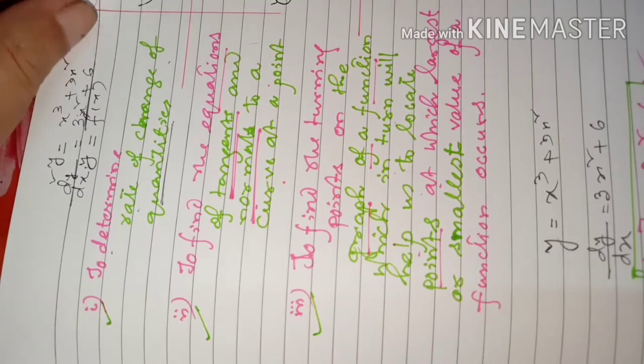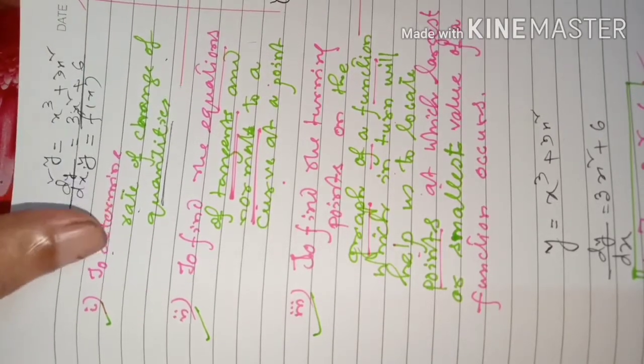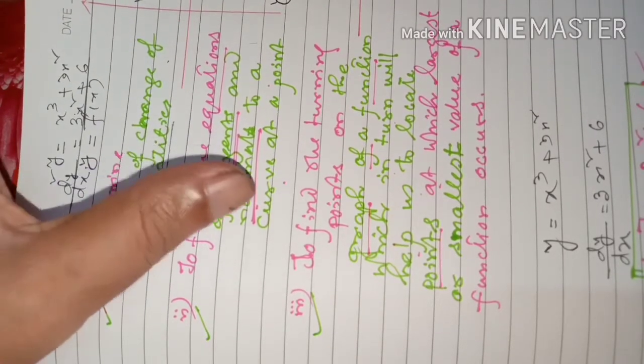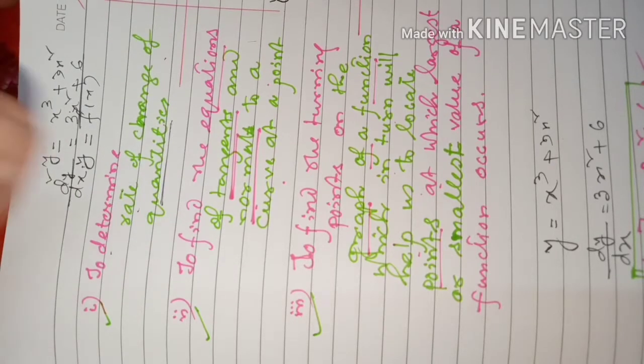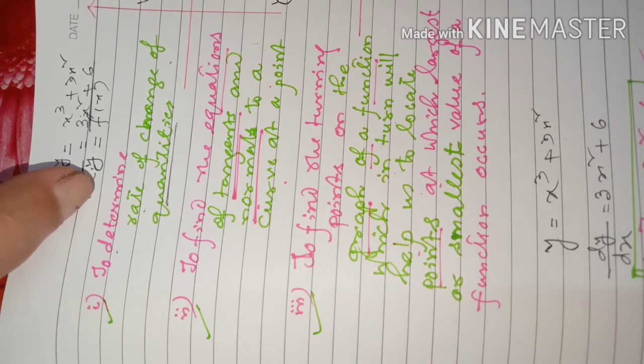Now we'll go to how to apply derivatives to find the rate of change of quantities, or the equation of tangents, or the equation of normals. All this we'll learn in due course of time, but now we are trying to find out the rate of change of quantities.